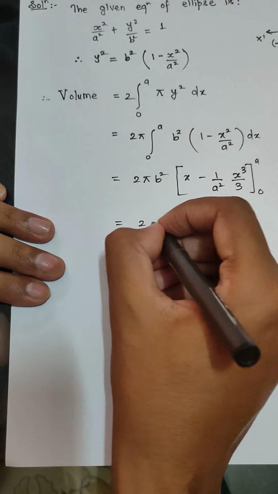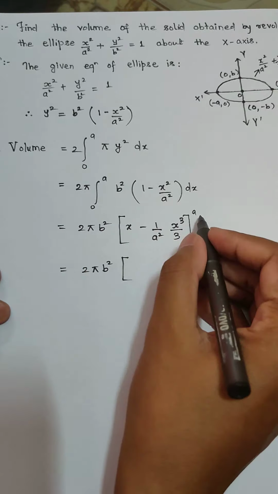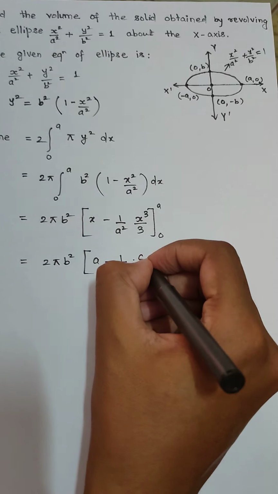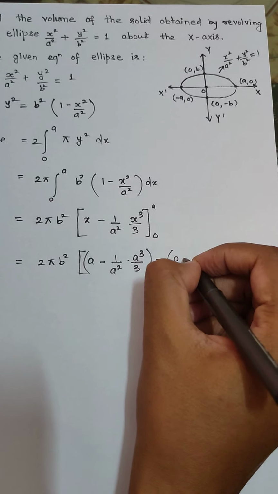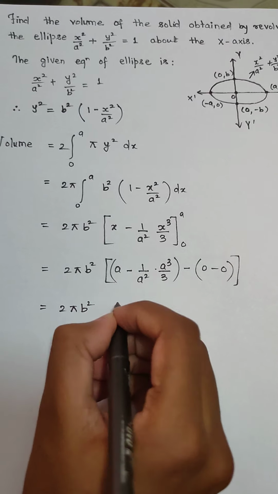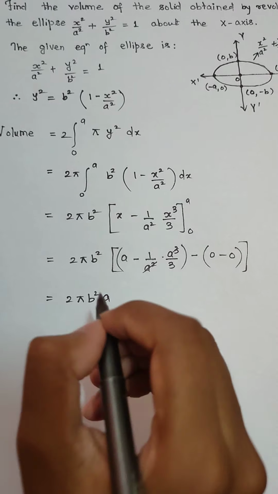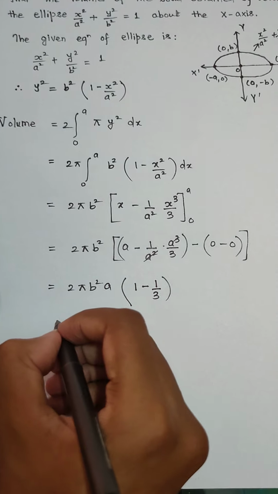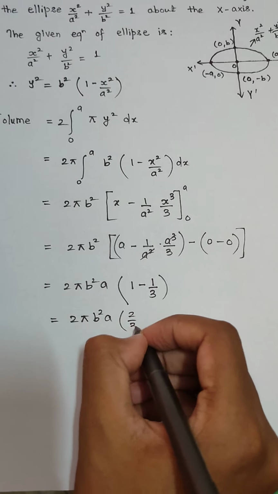Now this is the same as 2 pi b square, apply upper limit minus lower limit. What will we get? In place of x put a, so this is a minus 1 by a square into a cube by 3. This is just the upper limit; the lower limit will contribute 0. Okay, so this is now 2 pi b square. What about this? A square gets cancelled with this, so a is remaining, so I am taking a outside. Remaining is 1 minus 1 by 3. So 1 minus 1 by 3 is 2 by 3. So this is 2 pi b square a into 2 by 3.